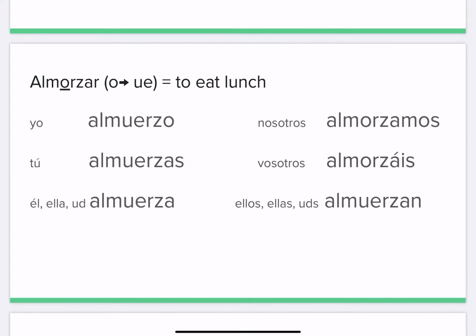The next verb that we learned is the verb almorzar. The verb almorzar means to eat lunch, and it has an O to UE stem change. The yo form is almuerzo. Tú almuerzas. Él, ella, and usted almuerza. Nosotros almorzamos. Vosotros almorzáis. And ellos, ellas, and ustedes almuerzan.